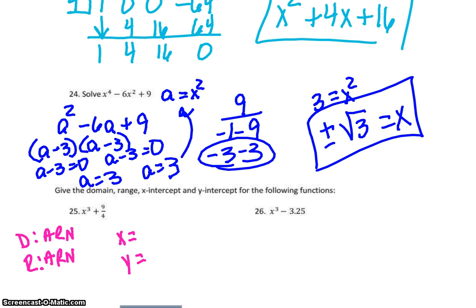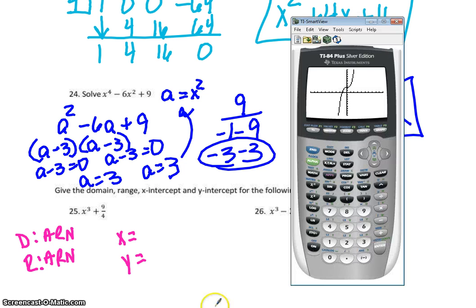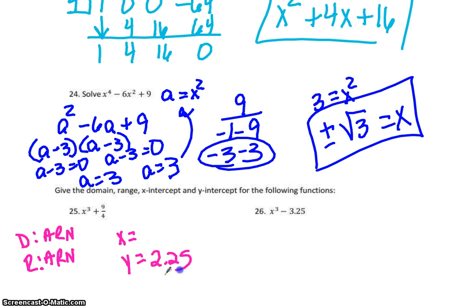To find your x-intercept, you have to look where y is 0, and to find your y-intercept, you have to see where x is 0. So let's actually tell this to start at 0 and go back. And if x is 0, y is 2.25. So your y-intercept is 2.25.